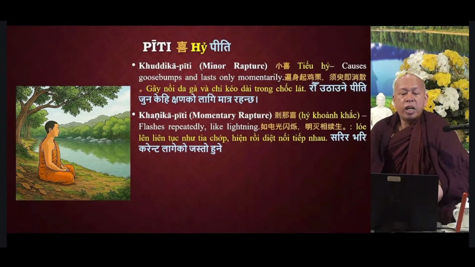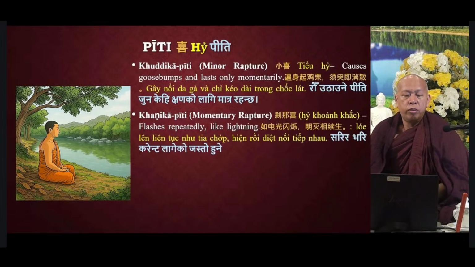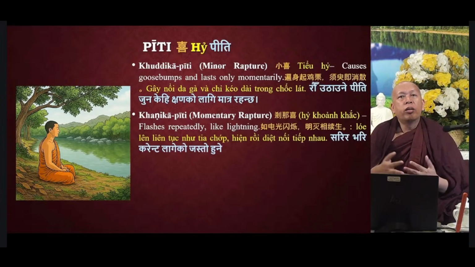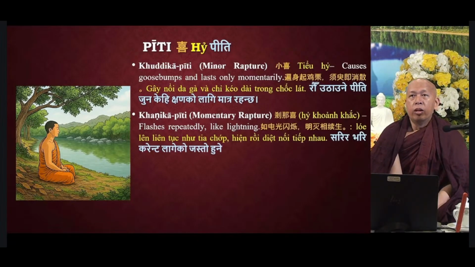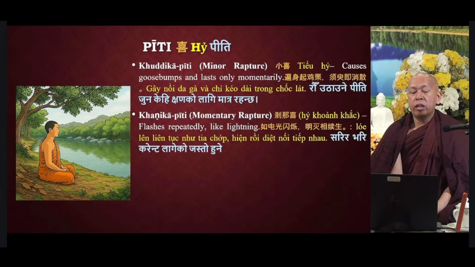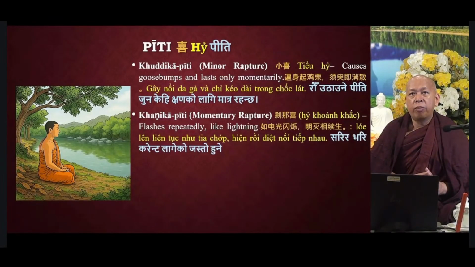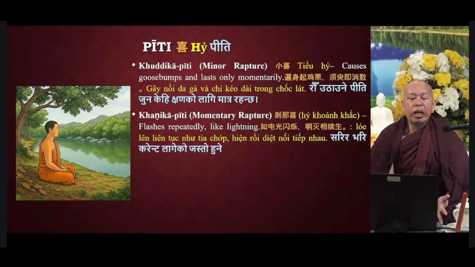Another one is Khanika BT, momentary rapture. It flashes repeatedly like lightning. It can also be like an electric shock from time to time. You may already know some of these conditions. You may feel like an electric shock, right? Your body is shaking, trembling for some time, and then no more. It can be maybe 2 or 3 times in one session. More than that is also possible. After some time, no more. So the Khanika BT will be stronger than the Khuddika BT.